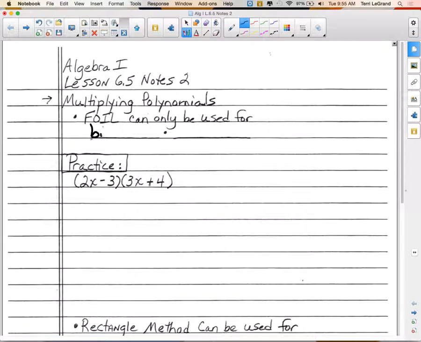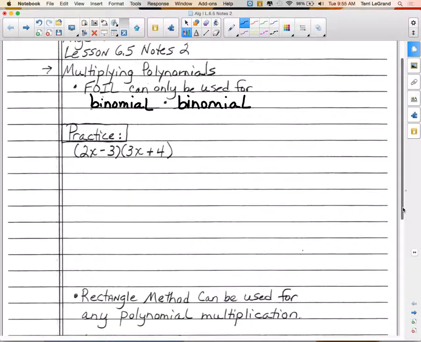FOIL can only be used for binomial times binomial. Do not be fooled into thinking it's going to work just any old time you're multiplying polynomials. FOIL has 4 letters in it, but multiplying binomials has 4 multiplications in it. So if you want to make up your own acronym for 6 multiplications, you could try it and see if it would help you out.